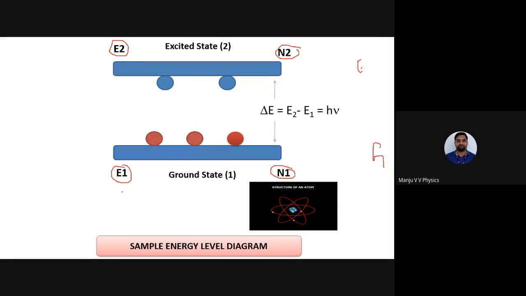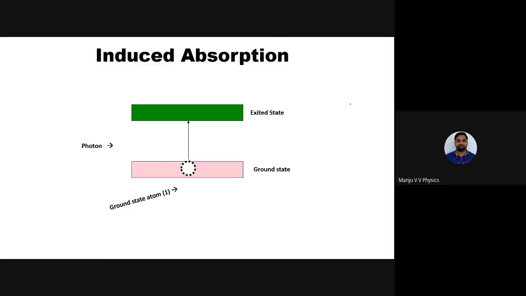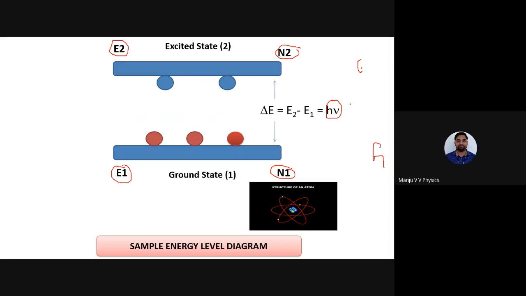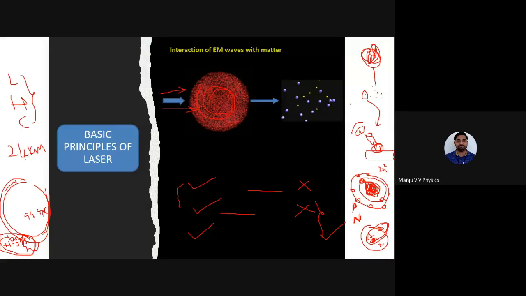The difference between E2 and E1, the energy between the excited state and the ground state, is called delta E, or let me represent it as h mu. Okay, I repeat again. This is very important.